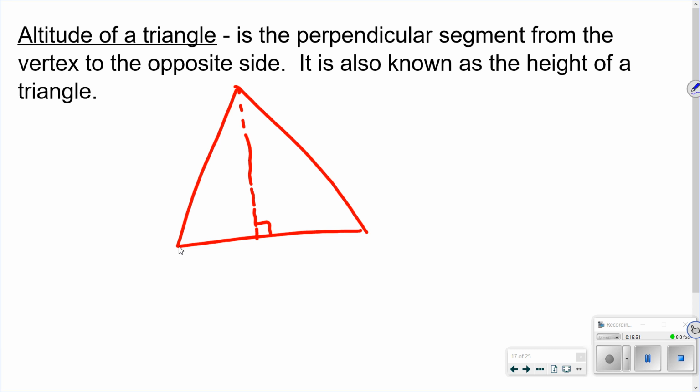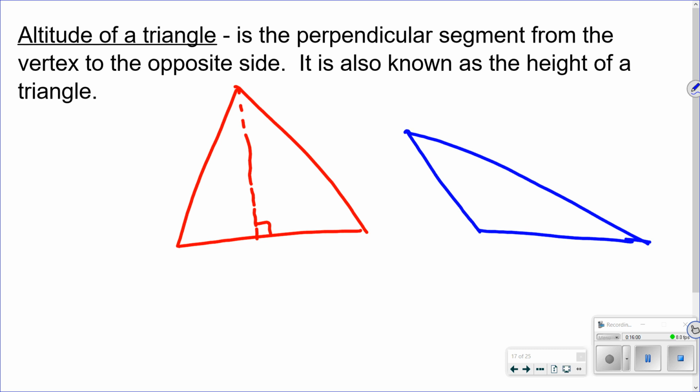One thing I do want to point out is if you have an obtuse triangle, something like this, you guys have seen this before, but I just want to remind you. If I want to find the height of this triangle, I go from the vertex perpendicular to the opposite side. Sometimes you have to extend that side out like that. So this would be the altitude right there. That's the height of the triangle. So if it's an obtuse triangle, sometimes you have to extend out the opposite side to make it perpendicular.